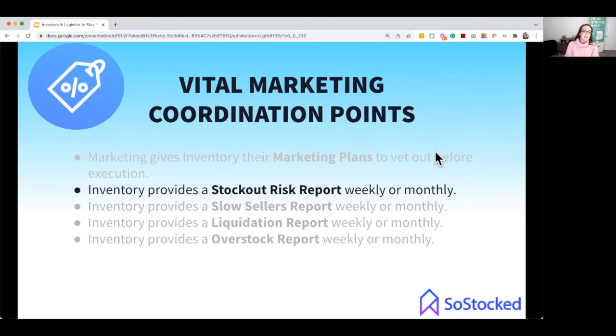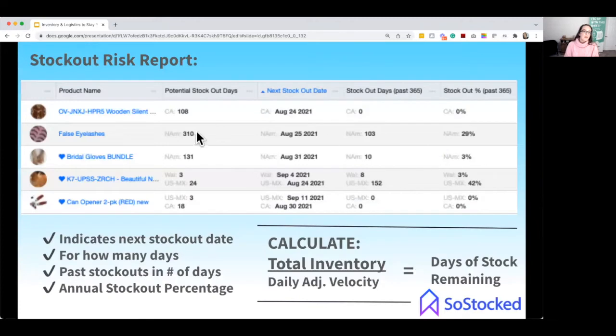So first is the stock out risk report. This is a report that says how many days the product is going to potentially stock out, when it's going to come into stock again, and how many days it's been stocked out over the past year. So you can start seeing that there may be a problem when you see that 29% of the year a product has been stocked out. That's an issue. You need to start digging into why that would be and how to improve your supply chain and your coordination to be able to avoid those stockouts in the future.